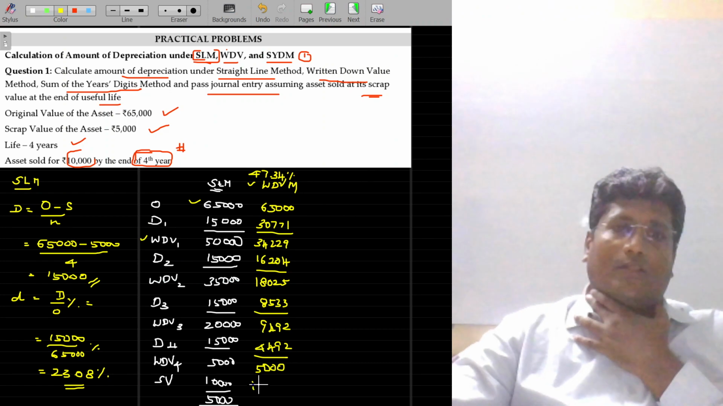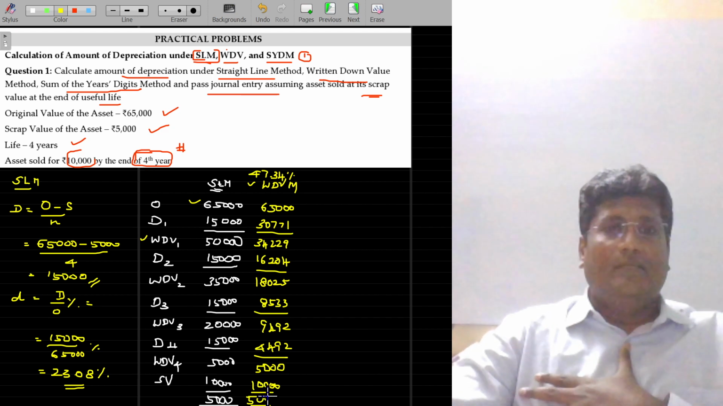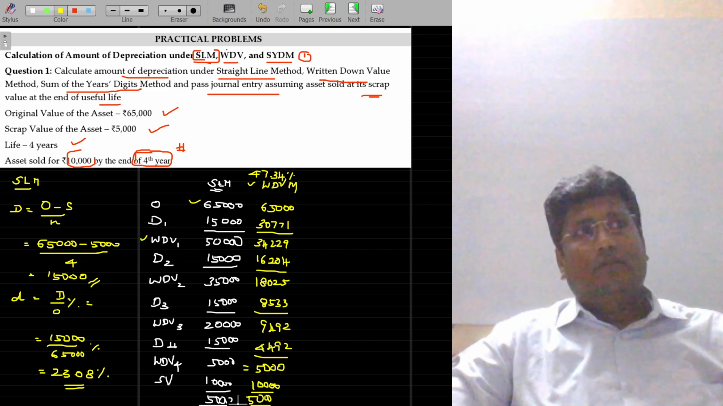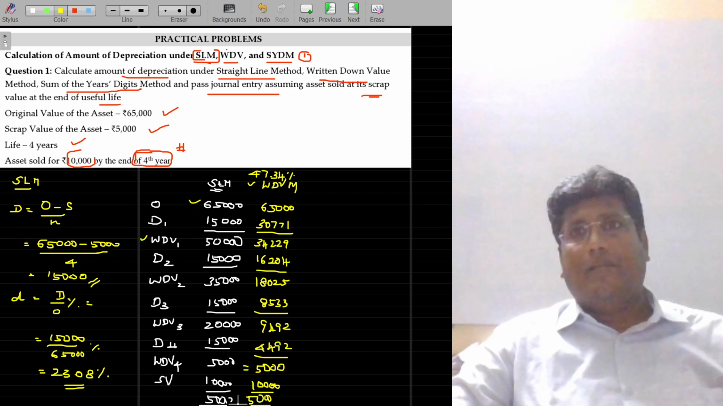Now this is sold for 10,000 rupees. Naturally, I gained around 5,000 rupees because of sale of the assets. Under WDV method or SLM method, whatever the method we follow, the WDV by the end of fourth year will be equal to the scrap value we have assumed at the very beginning. Is that clear?